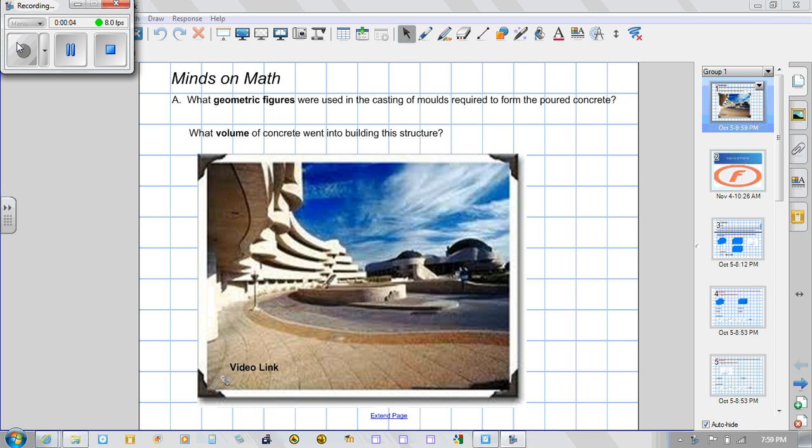Today we're going to look at the concept of volume, and to begin, let's consider the story of volume with Minds on Math. So here's the question that I'd like you to consider. Looking at the structure below, which I hope is a familiar one, what geometric figures were used in the casting of the molds required to form the poured concrete?